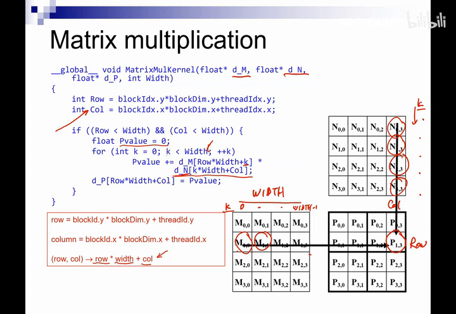All right, so then we multiply those, we add it to the p-value, and after the end of this for loop, we have the correct p-value, and now we need to store it into the correct location in the output matrix. So since we're in row and column col, we're going to use that formula.